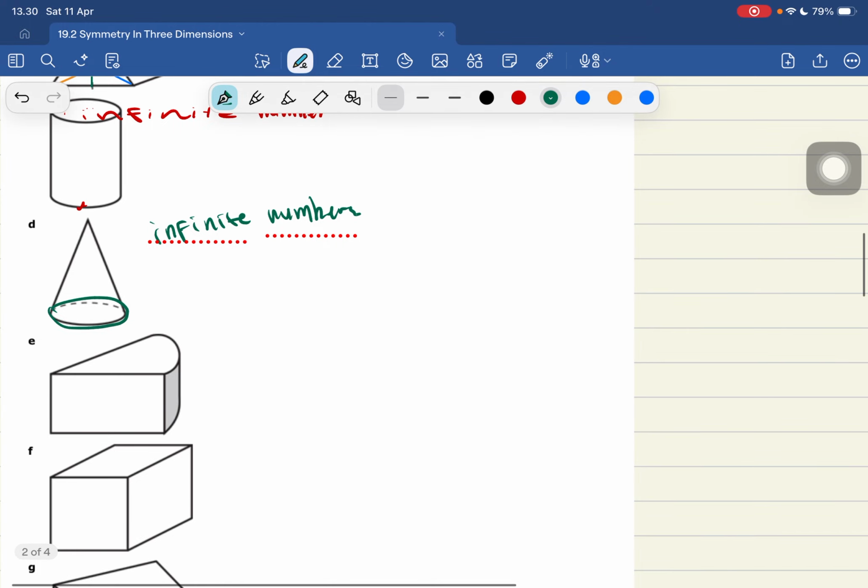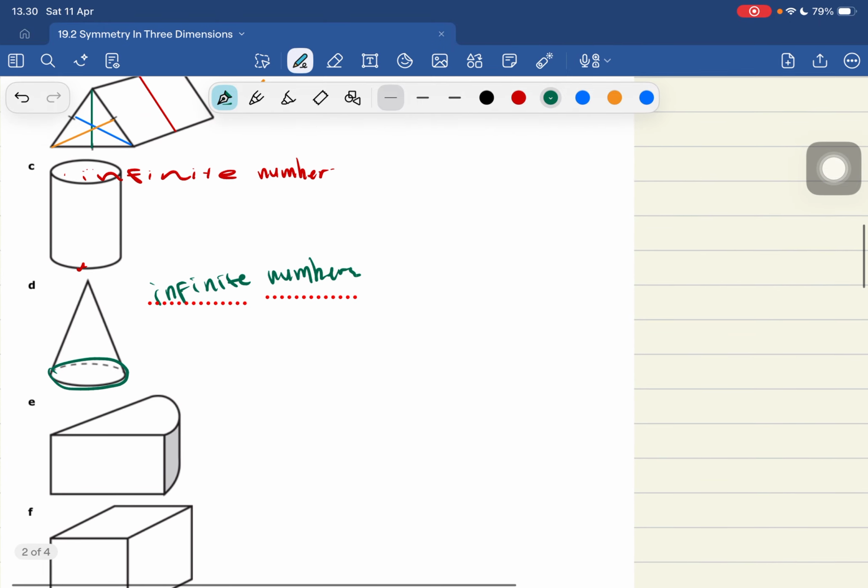E. Okay, so first we can cut it here, so up and down are equal. Then we can cut a slice, and left and right are symmetrical. So there are 2.